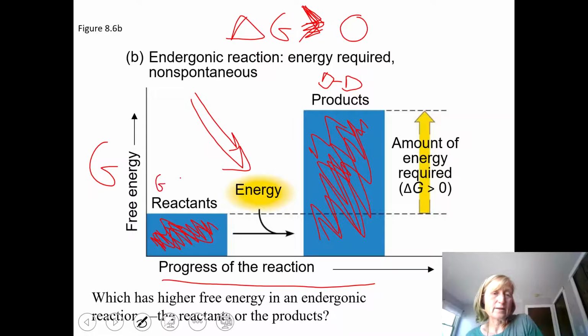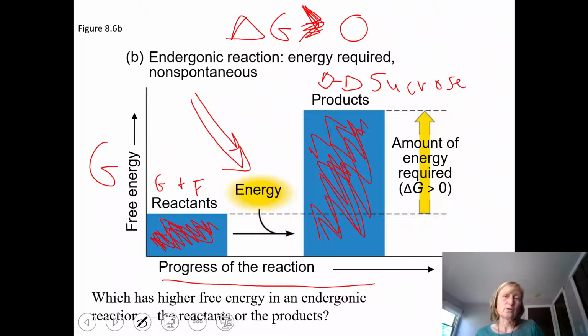The glucose molecule and the fructose molecules are pretty stable. They're small, they're stable, and they have low free energy. The sucrose molecule has higher free energy. This is sucrose up here. And we're also going to have water up here because this is going to be a dehydration reaction. In any case, to build sucrose, it's going to take energy. This is an endergonic, energy-requiring, non-spontaneous reaction.